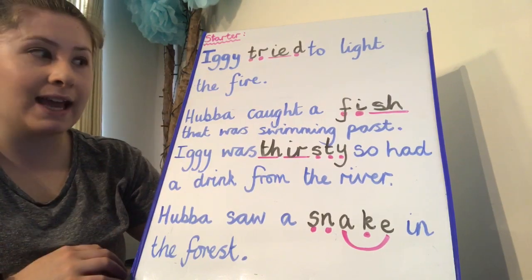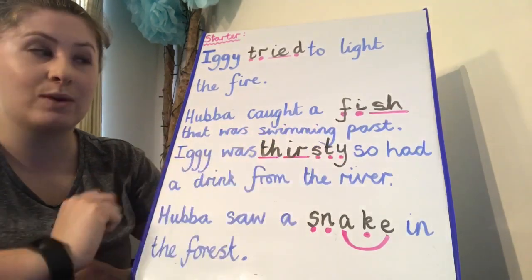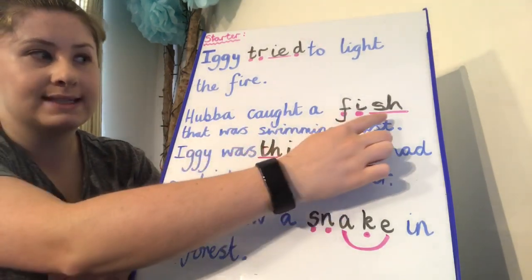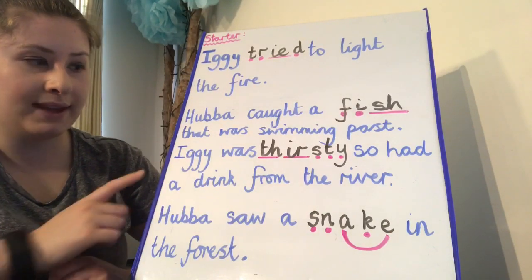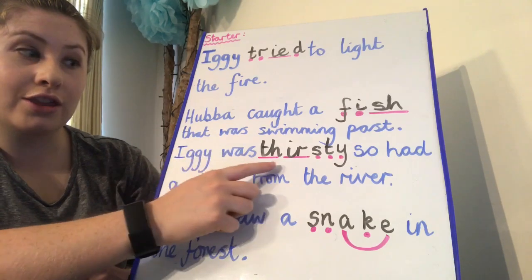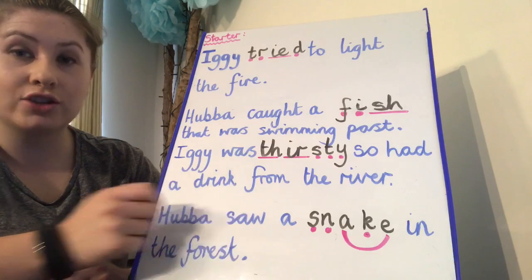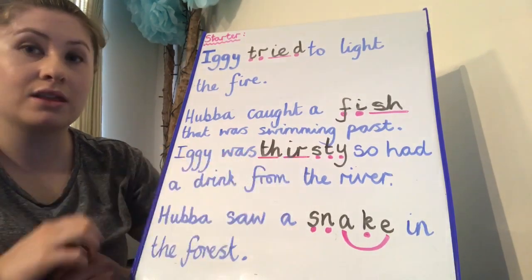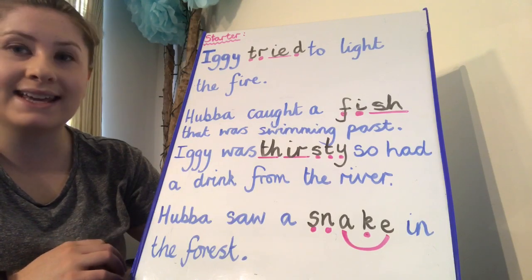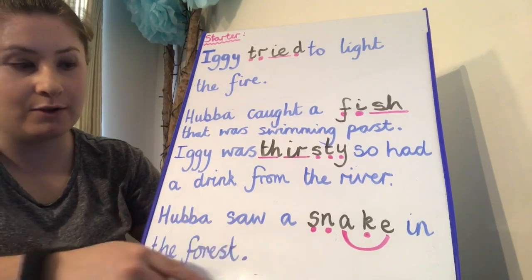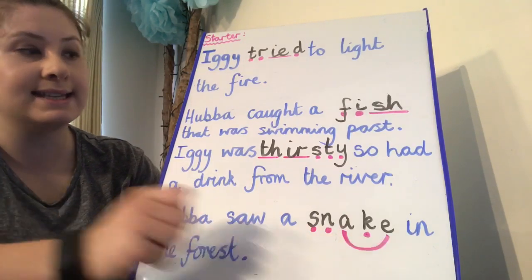Hubba caught a fish that was swimming past. The clue here was that there was something that was swimming, and we know that fish swim, and we can see the sh digraph on the end of our word. Let's look at the third one. Iggy was thirsty, so had a drink from the river. Again, if you were having a drink, then we know that we must be thirsty. It gave us that clue. And our last one. Hubba saw a snake in the forest. It was snake, and we've got our split digraph here to make our long A sound.